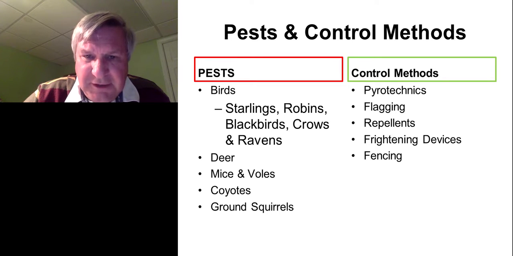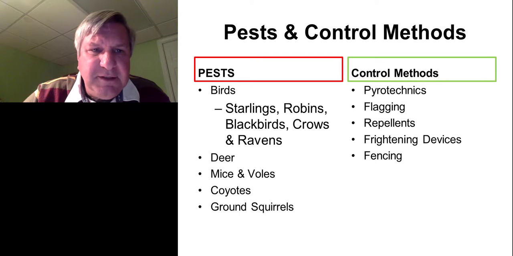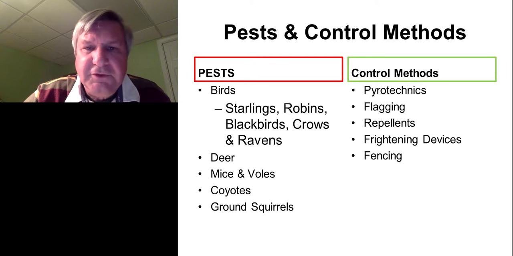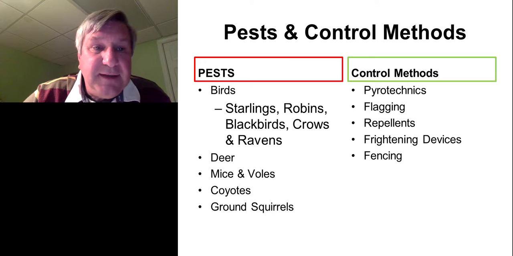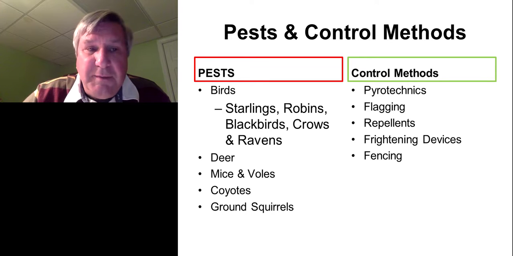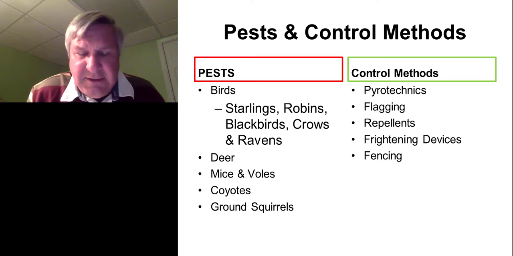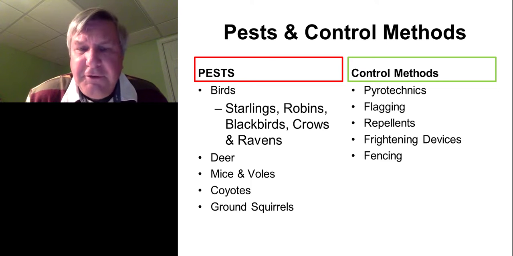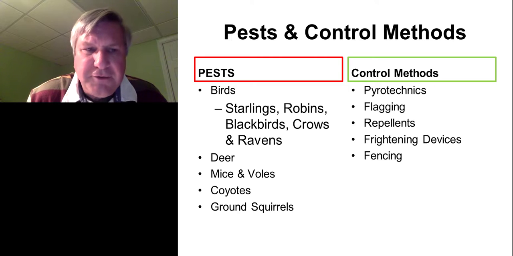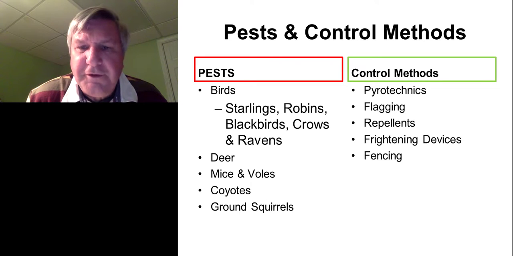Certainly mammals can be damaging. Deer, one of the major sources of damage. Small mammals, mice and voles in apple orchards and blueberries, other crops. Coyotes will eat fruit. Raccoons, possums will eat fruit. Turkeys, ground squirrels, tree squirrels, a number of organisms.